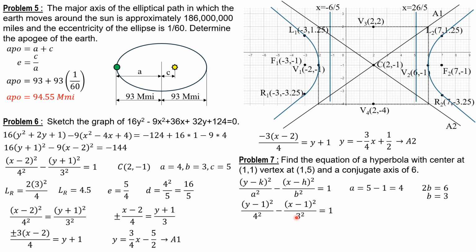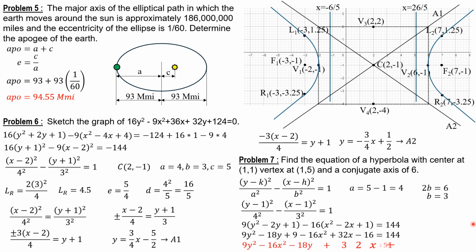4 square is 16, 3 square is 9, 16 times 9 is 144. Multiply everything by 144. At the same time, expand. So 144 over 16 is 9. So this is 9 times quantity (y square minus 2y plus 1). Then minus 16 times quantity (x square minus 2x plus 1) equals 144. So distribute: 9y square minus 18y plus 9 minus 16x square plus 32x minus 16 equals 144. So the equation is 9y square minus 16x square minus 18y plus 32x, then negative 160 plus 9, so minus 151 equals 0. So the final answer is 9y square minus 16x square minus 18y plus 32x minus 151 equals 0.